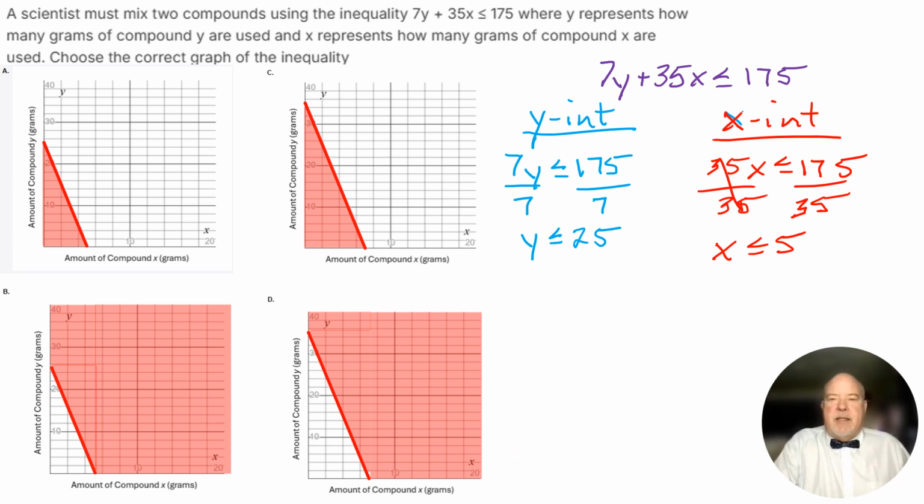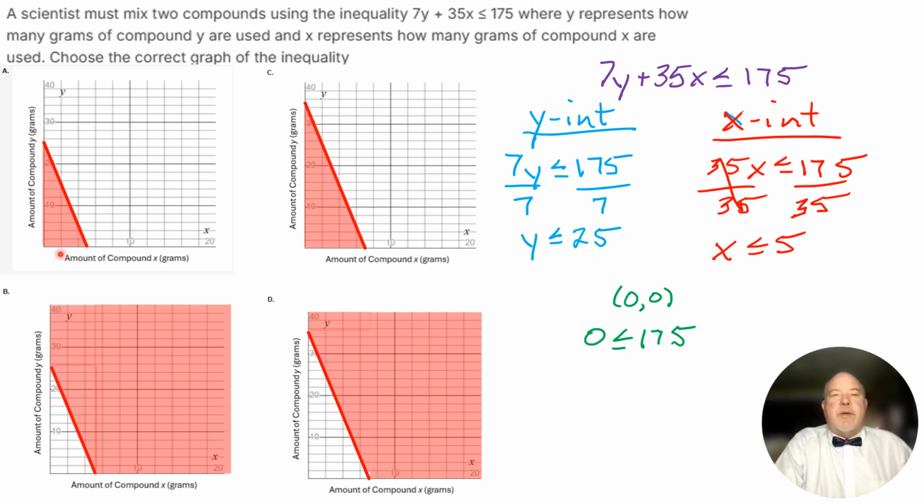Okay, so let's check the point 0, 0. So I'm going to plug in 0, 0. And when I do that, I'm just going to shortcut this. It becomes 0 less than or equal to 175. Because if you plug in 0 for x and 0 for y, you'll just have 0 plus 0. And so it's just 0. So is this true? Is 0 less than 175? Yes, it is. So that means 0, 0 is a solution. And so the answer is going to be A.